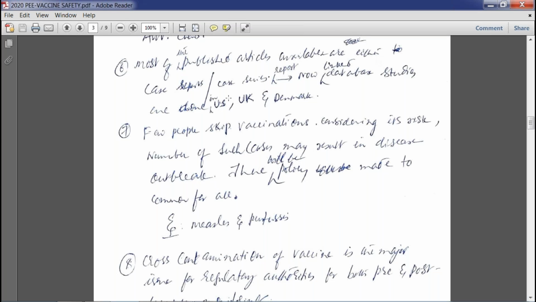No, sir. Okay, fine. Few people skip vaccination considering its risk, and a number of such cases may result in disease outbreak. This will be the policy made, common for all, like for example, for measles and pertussis. Even though we know there is large awareness in the hospital setup and community setup that every child who is born must undergo vaccination, everyone knows it, every parent almost knows it. But it so happens that some people will be there.